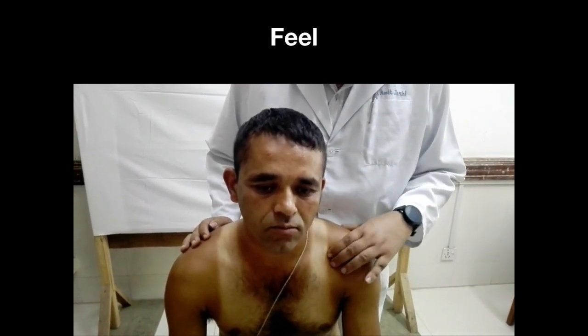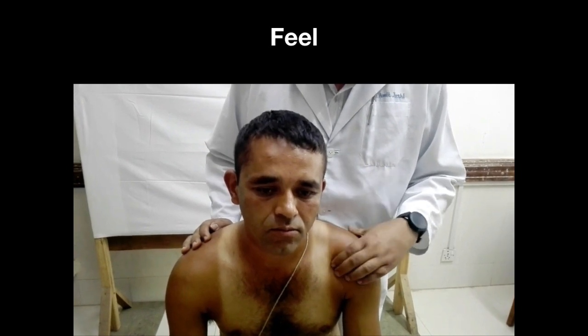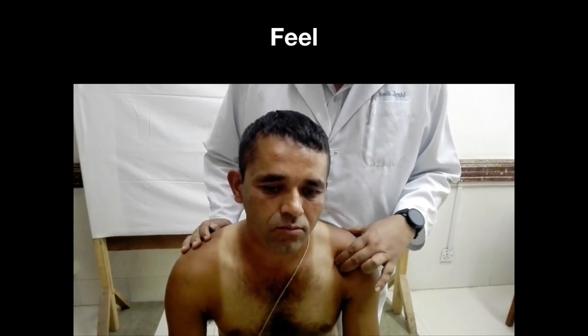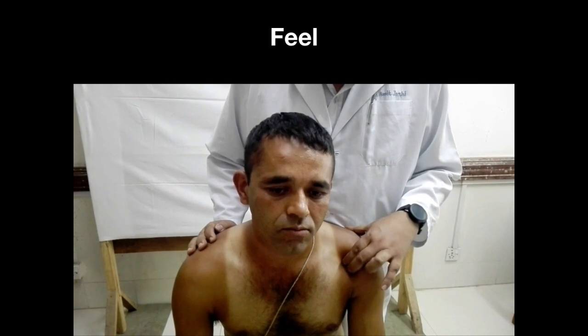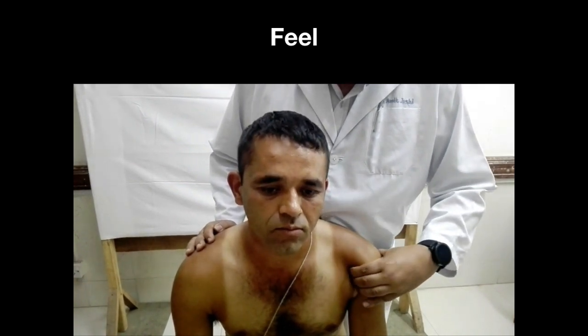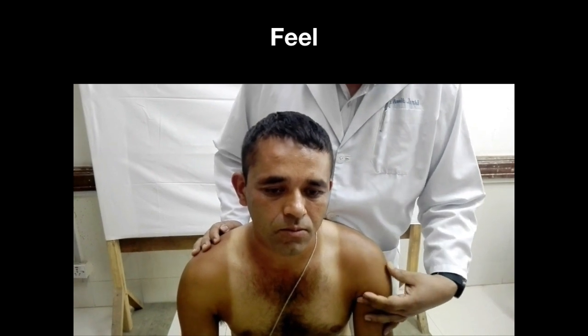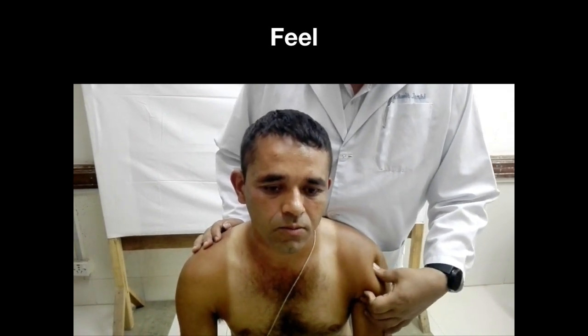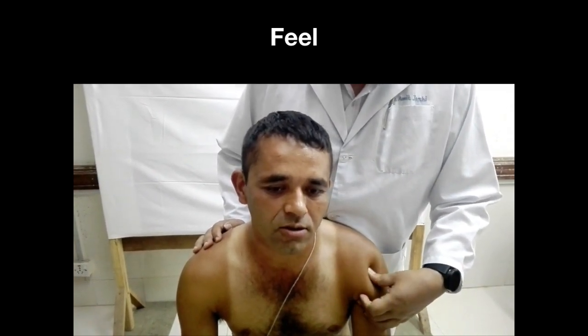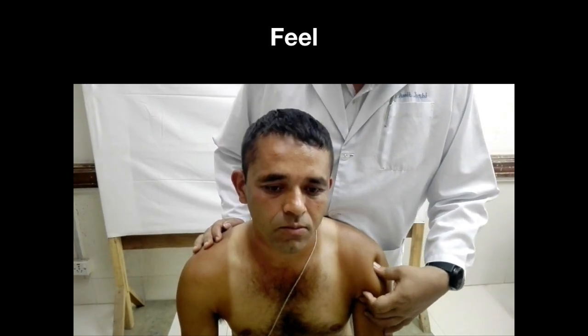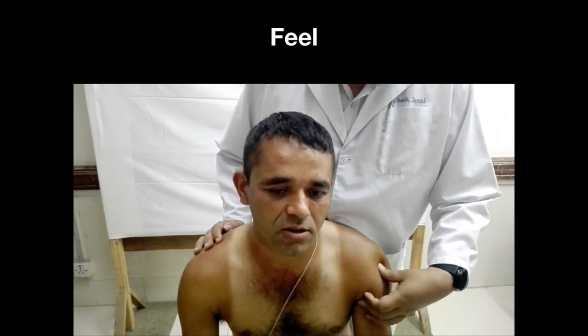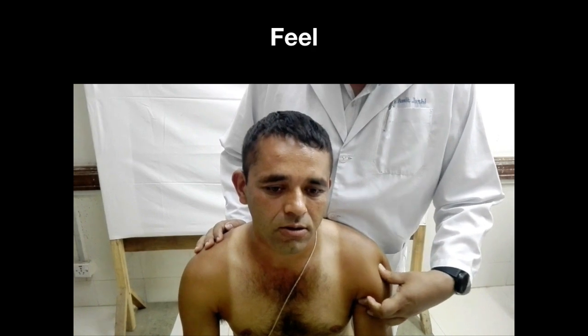scapula. Then again you come back to the front, and 2 centimeters below the AC joint there is the coracoid process. It is very important to palpate the coracoid process. Also it is of utmost importance to palpate the biceps tendon, and finally you palpate the greater tubercle, and this finishes the feel process, which is very important for the examination of the shoulder.